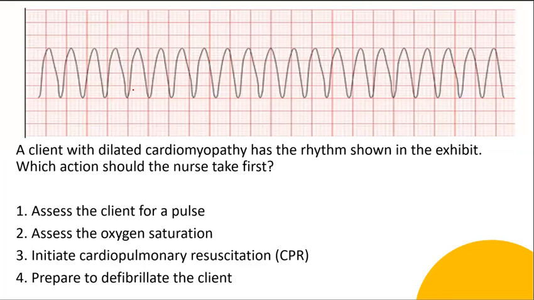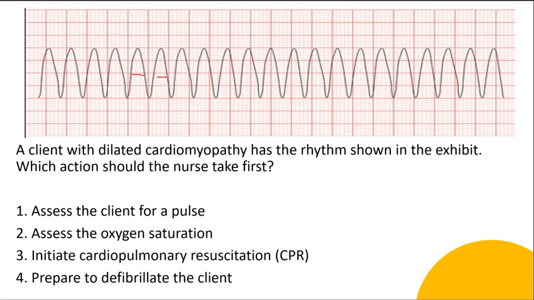Okay, again, I can look at this, and on face value, I know that this rhythm is fast. So this is a tachycardic rhythm. I can see how close together they are. So that tells me the heart rate is fast. But look at the QRS complexes. They look wide. The QRS complexes look wide.